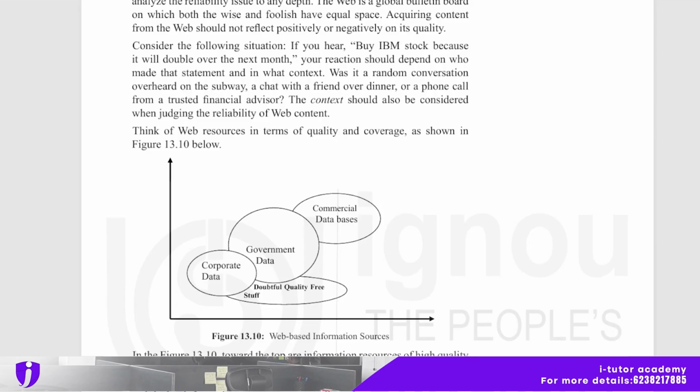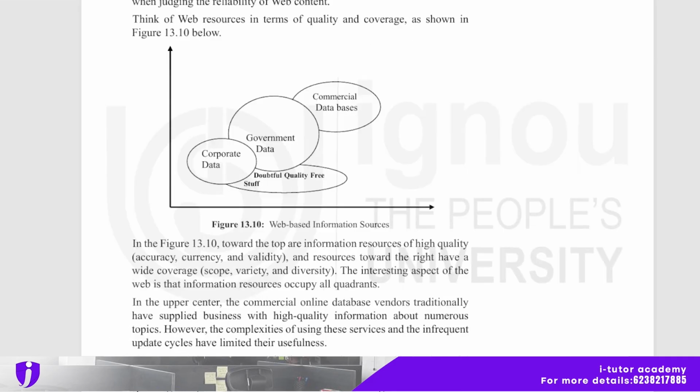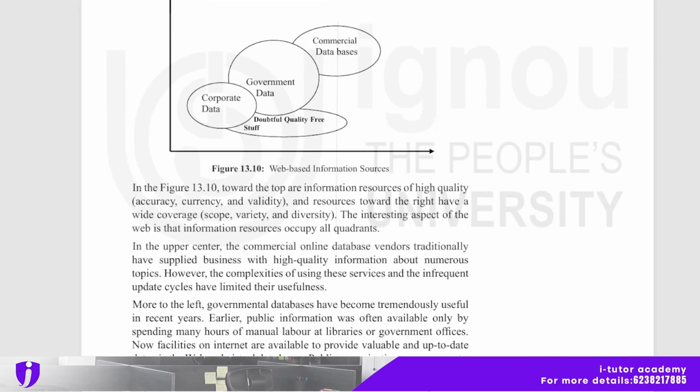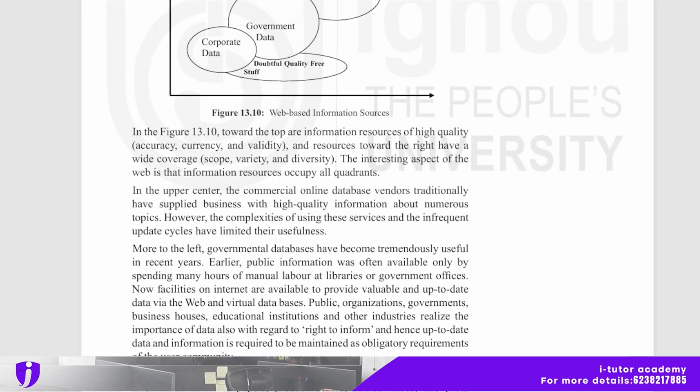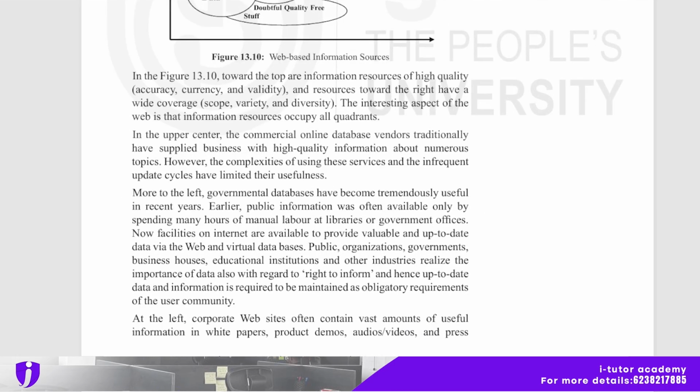Think of web resources in terms of quality and coverage as shown in figure 13.10. Here are web based information sources. So, corporate data, government data, commercial database is there. So, double full quality free stuff is there. In figure 13.10, towards the top are information resources of high quality, and resources towards the right have wide coverage. The interesting aspect of the web is that information resources occupy all quadrants.